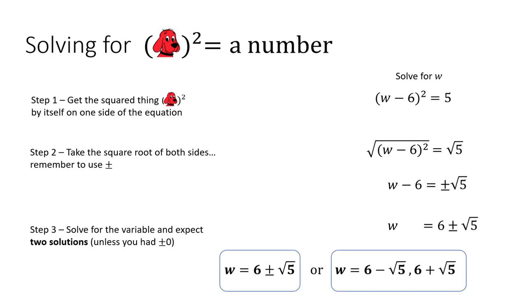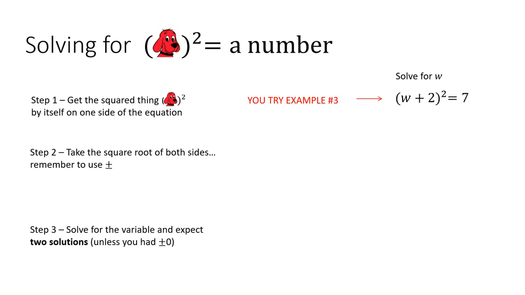Or if you want to split it into 6 minus square root of 5, 6 plus square root of 5, that's also okay. Both of what you see outlined are correct answers. They both show two values. Please pause this video and you try example number 3.